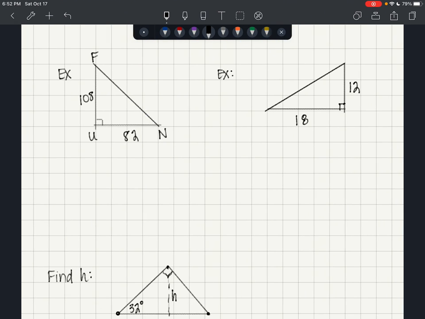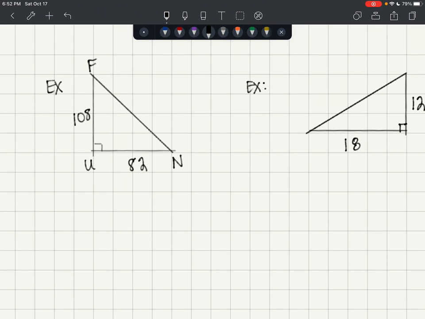I think it's right. Okay, in the next video, we're going to do these problems where you're not given an angle measure, you're only given side lengths. So that's where we're going to have to start thinking about using another method to find that missing side length.